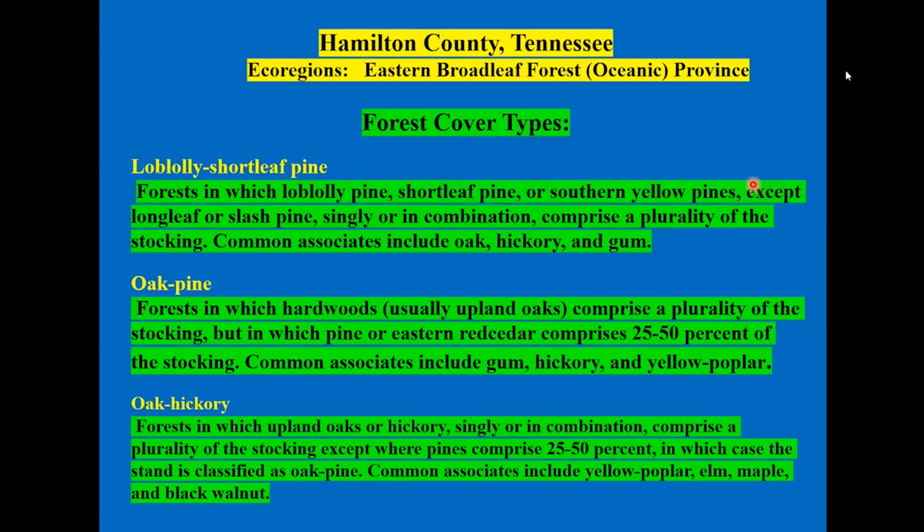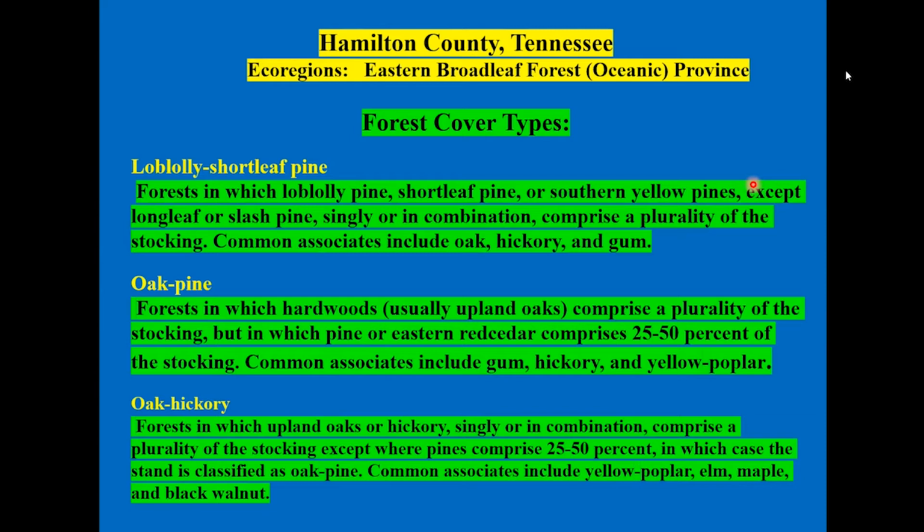Common associates in these would be some oaks, hickories, and gum trees, sweet gum or black gum. Then there's the oak pine forest, in which hardwoods dominate or comprise the plurality, but where pine and cedar come in at 25 to 50% of the stocking. So some of those combinations would be the oak pine and some of the gum trees, again, hickory and yellow poplar.